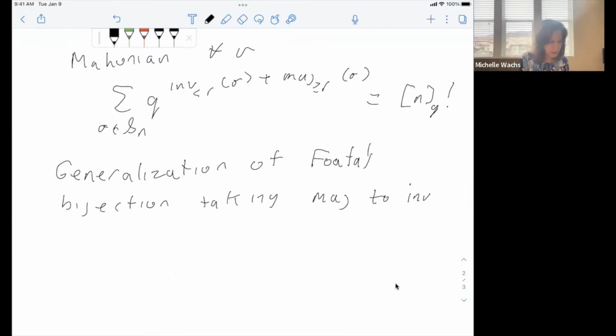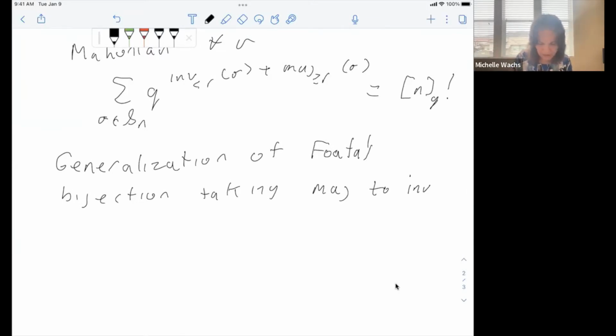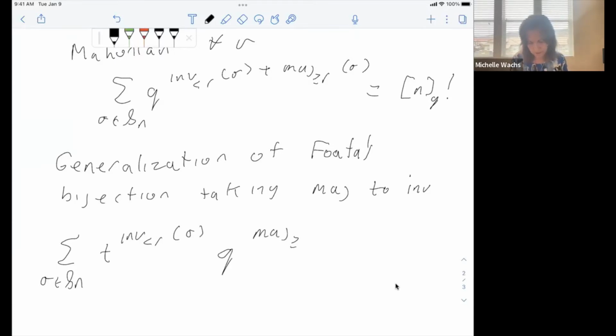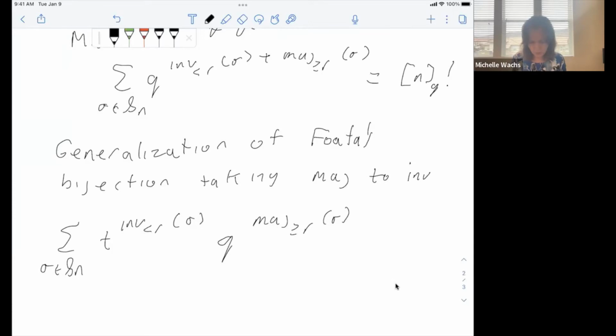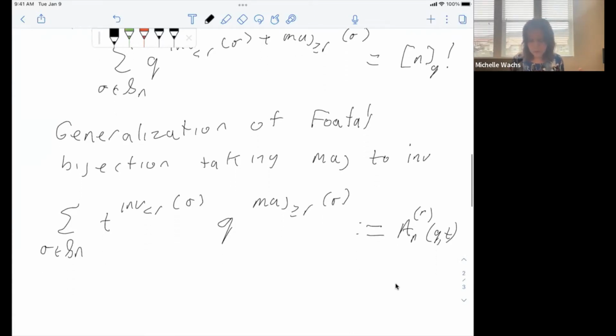Okay, so what we're going to do now is break this up into T to the inv times Q to the maj. And we'll call this A_n^R(Q,T). So when T equals Q, we get the Q analog of n factorial.